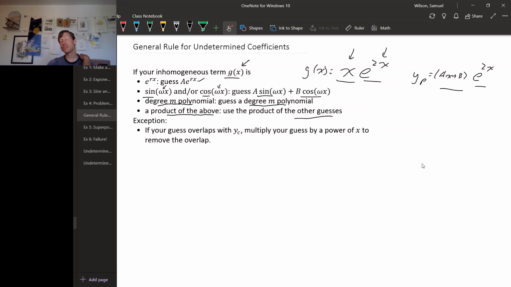All right, and then we saw there was one exception. If your guess for your particular solution overlaps with the complementary solution, just multiply your guess by a power of x until they don't overlap anymore.